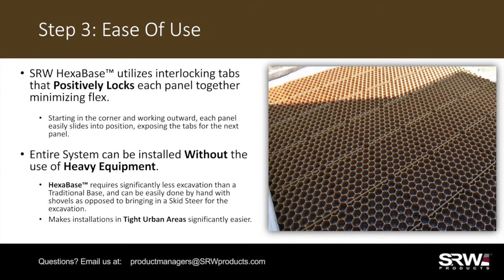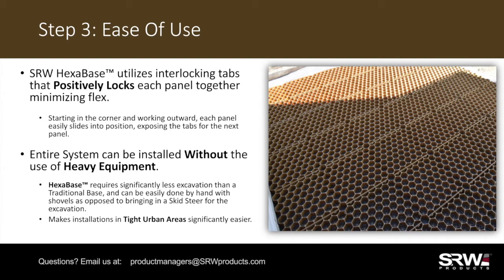The final step of the design was to create a product that was easy to use and install. SRW HexaBase utilizes interlocking male and female tabs that positively lock each panel together, minimizing flex. Starting in the corner and working outward, the installer easily slides each panel into position, exposing the tabs for the next panel. Best of all, the entire HexaBase system can be installed without the need for heavy equipment.